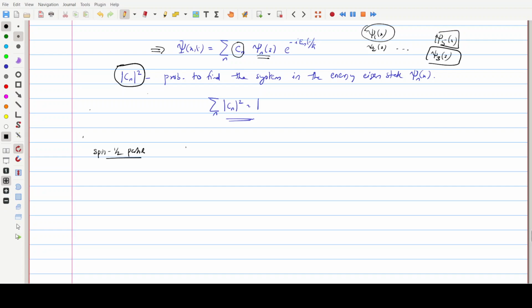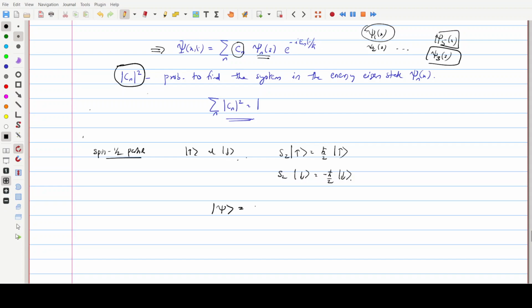So there are two possibilities. It can be spin up and spin down, and the spin operator is usually represented by the symbol Sz. So Sz acting on the spin up would give plus h cross by 2 times spin up, and Sz acting on spin down would give minus h cross by 2 times spin down.